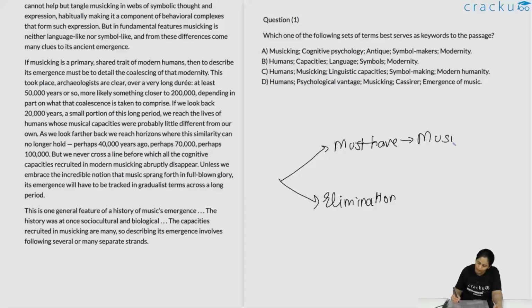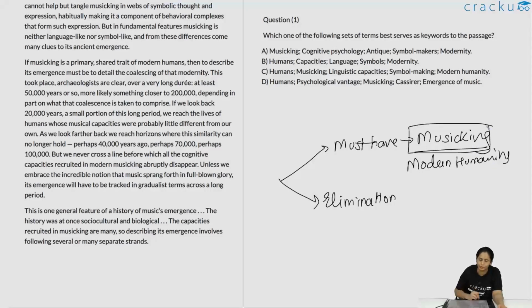Musicking is one term which absolutely must be there because it is the central term that is being discussed throughout the passage. I would even say that it being a marker for modern humanity is also an important aspect of what is discussed in the passage. So these two I would say are must. This especially is an absolute must. If it is not there, we can directly eliminate the option.